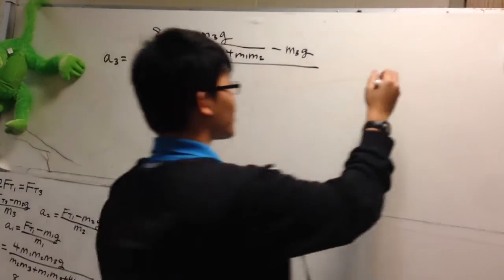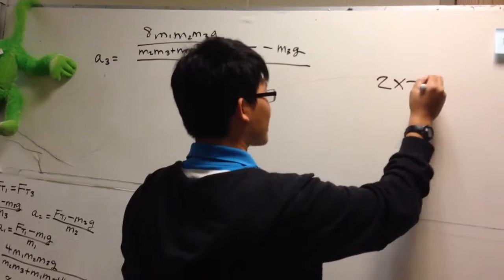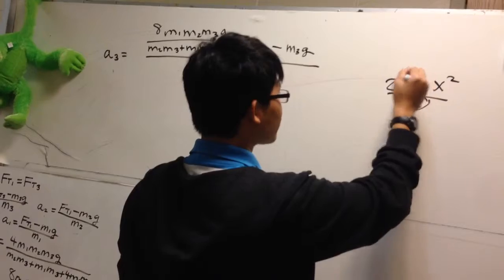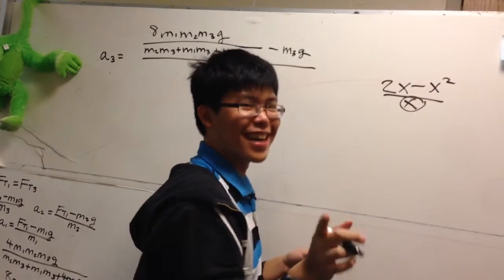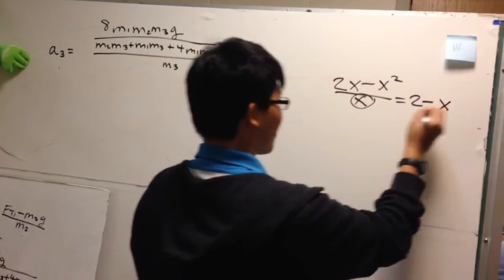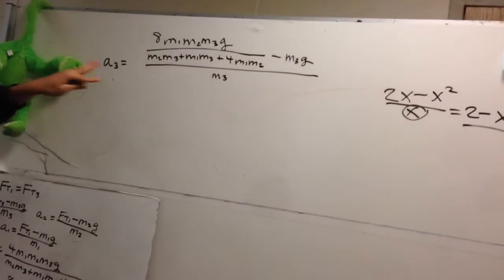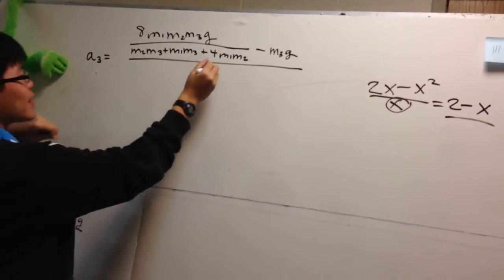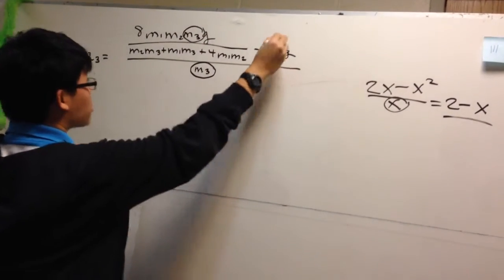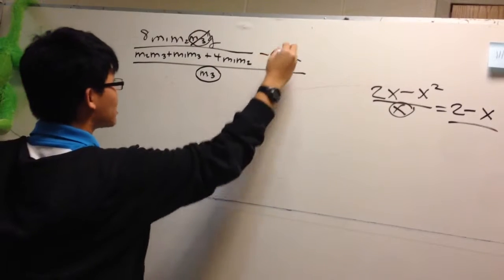So like, let's say we had something like 2x minus x squared over x. Because there's an x here and an x factor on the top, x factor, haha, get it? For easier, okay. It's 2 minus x, right? So we can kind of do the same thing, but this looks really complicated. But look and see that there's an M3 in the bottom and an M3 factor in both of the top terms. So we can cancel all these out.